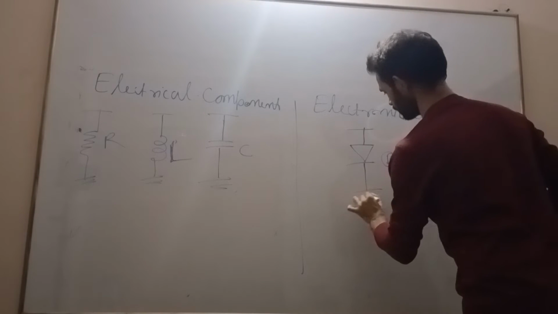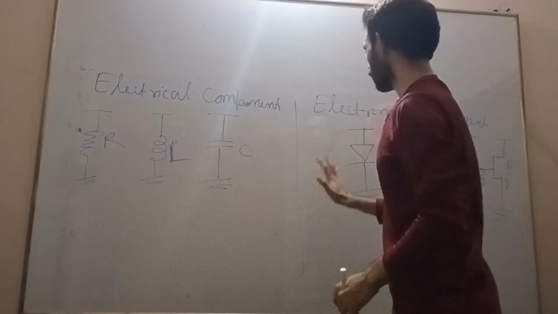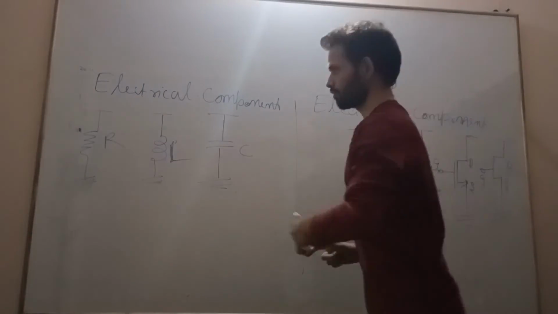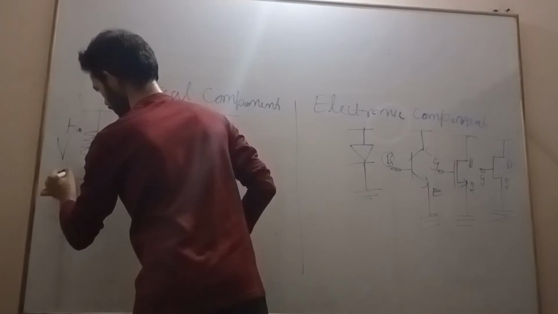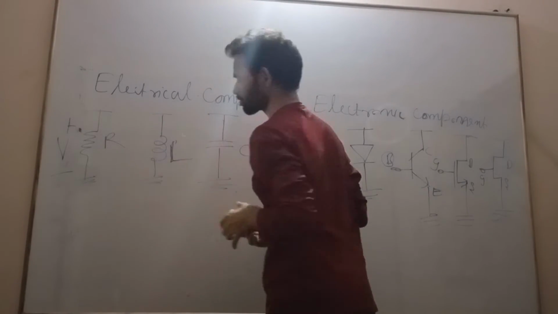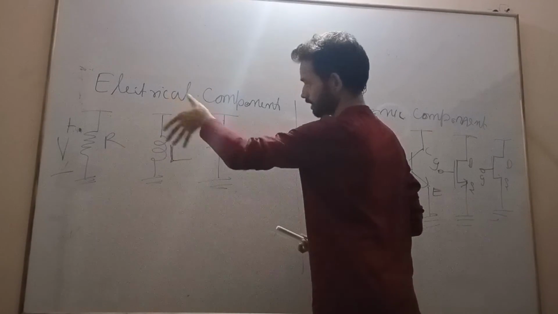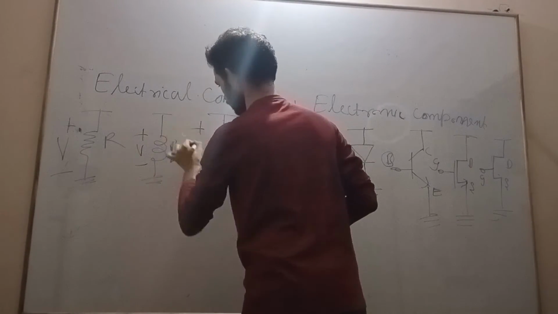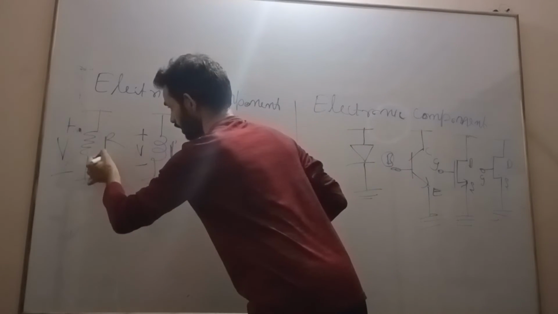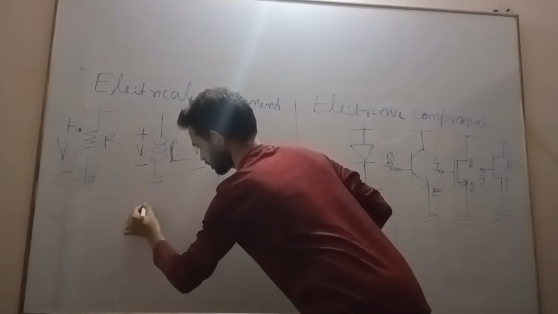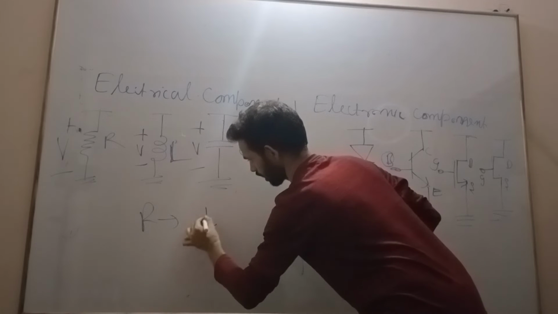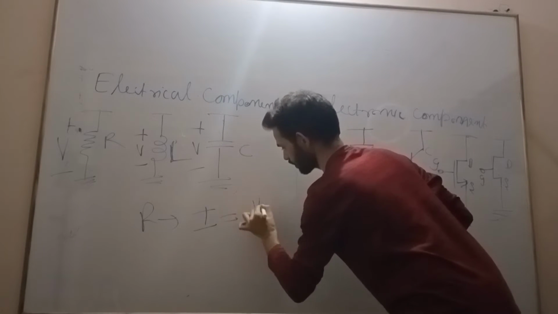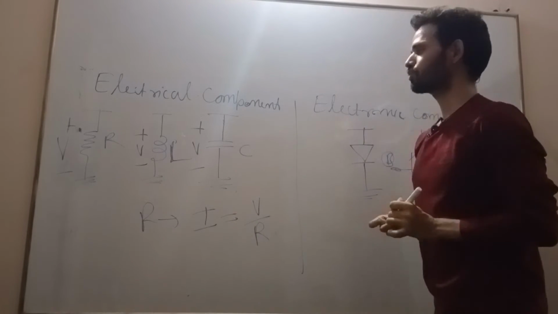Now we will see what we can observe, what makes electronics different from electrical. First of all, this is the voltage that we have applied across the component, across the electrical device. Now if you see across the resistor, what is the current through the resistor? I is equal to V by R.